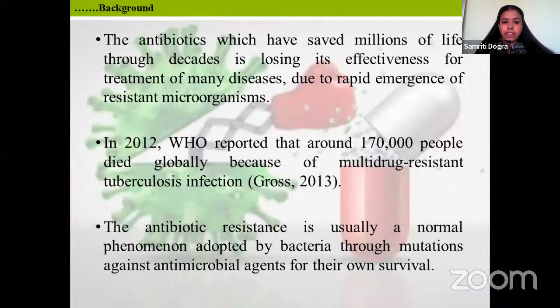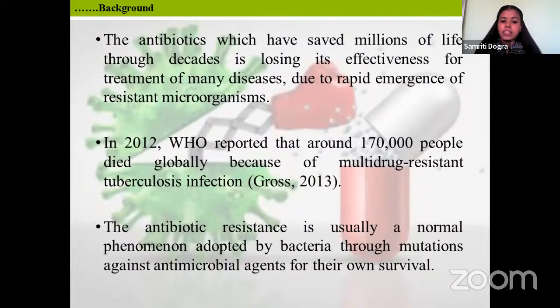So, background. The antibiotics, which have saved millions of lives through the decades, are losing their effectiveness for the treatment of many diseases due to the rapid emergence of resistant microorganisms. In 2012, WHO reported that around 170,000 people died globally just because of multi-drug resistant tuberculosis infection.